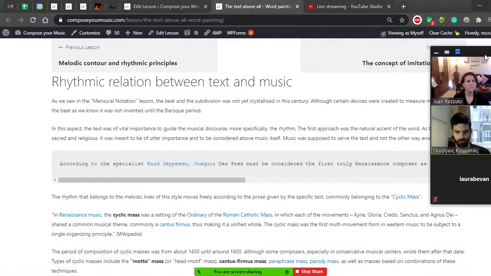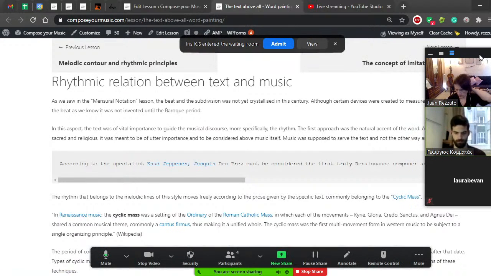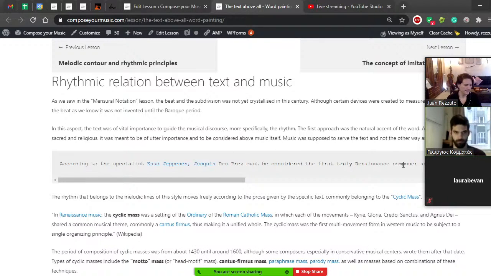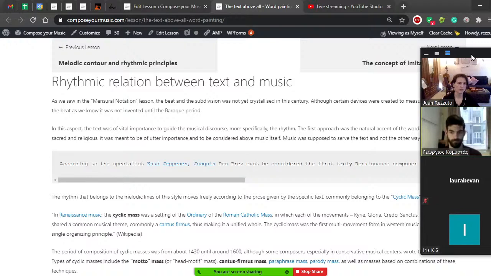Now, so far, you remember a lot. Do you remember what we saw last lesson regarding the pitch? I mean, what is the melodic line? A couple of things that we saw about them. There are two specific things that we have to consider.